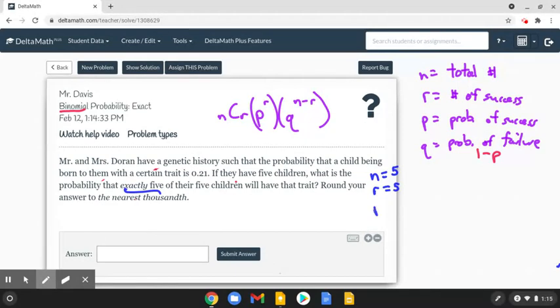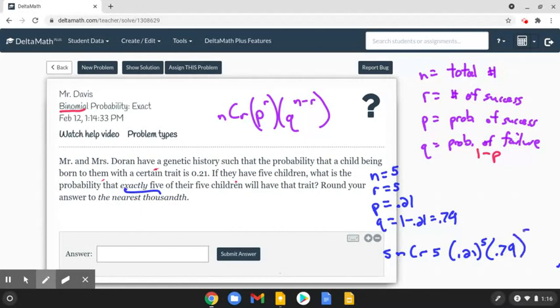And then the probability of a success. Remember, it's either a success or failure. Success in this case is defined as having the trait. So that's 0.21. Then Q is going to be 1 minus 0.21, or 0.79. Then all we need to do is plug it in. Do 5, your nCr on your calculator, choose 5. P, which is 0.21, to the R, which is 5, times 0.79, or Q, to the 5 minus 5. So that's just going to be the 0 power.